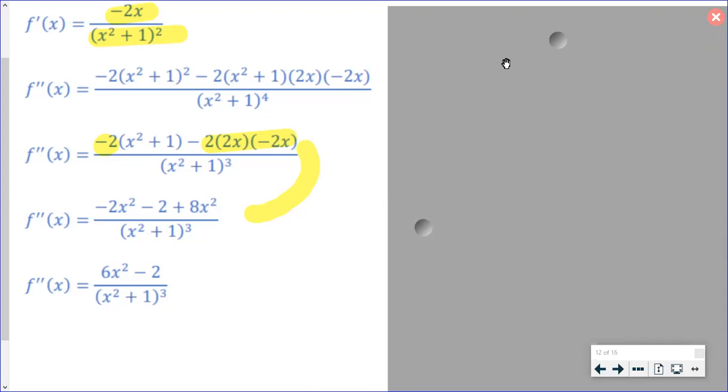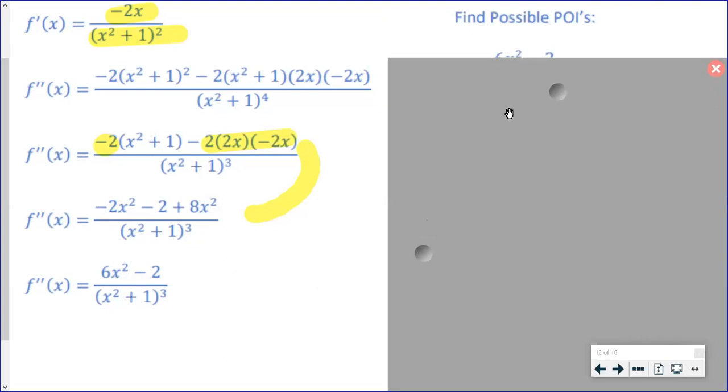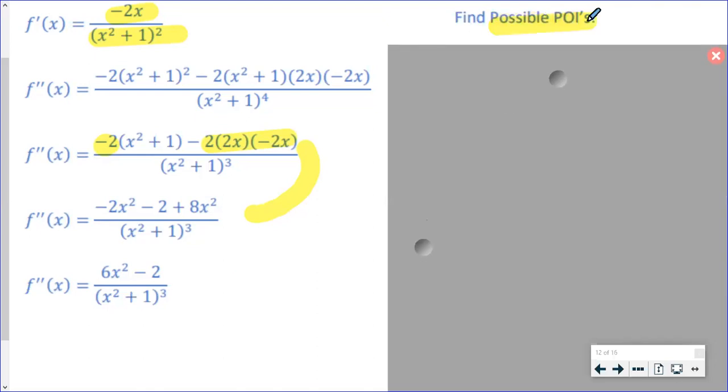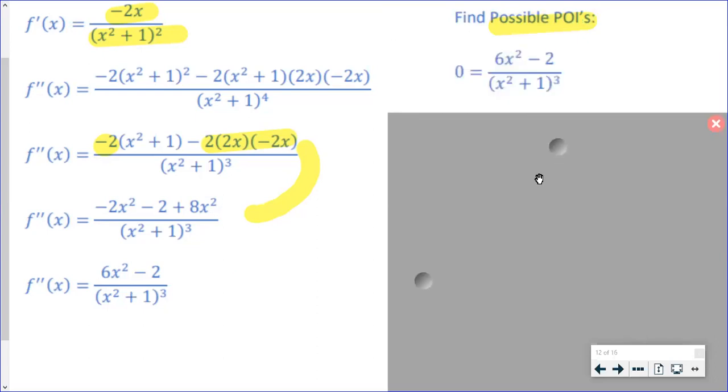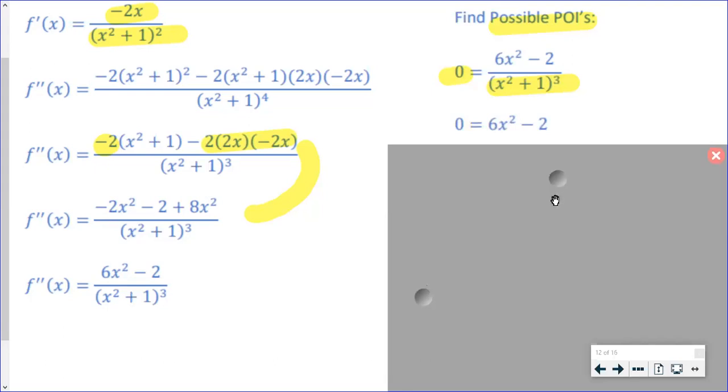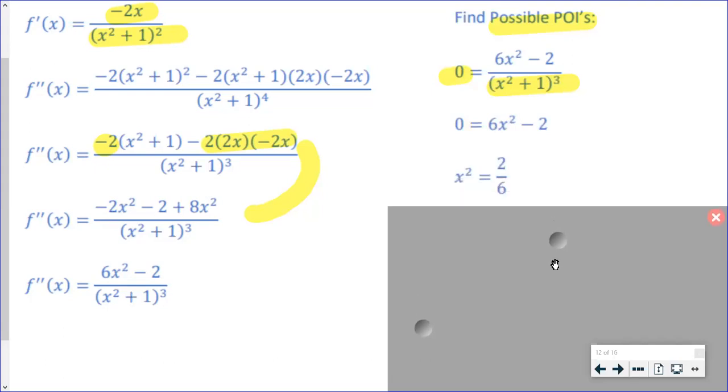Now, in order to find possible points of inflection, and I keep highlighting the words possible, not definite. This is a possible point of inflection. We set our second derivative equal to 0. Notice by doing this, the 0 cross multiplies with the denominator and effectively eliminates the denominator, but we still have this x squared when we're simplifying.